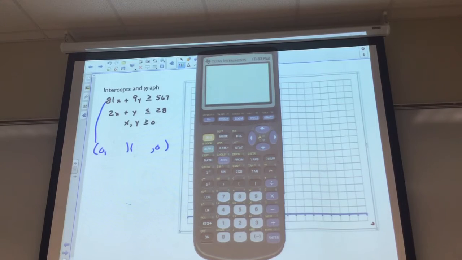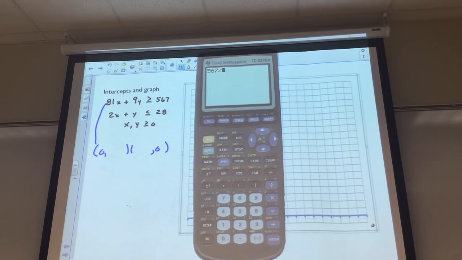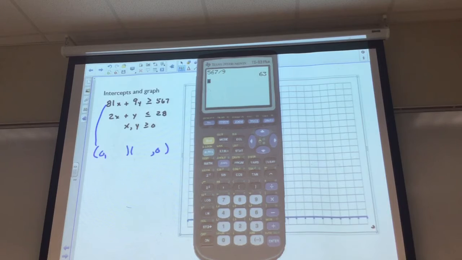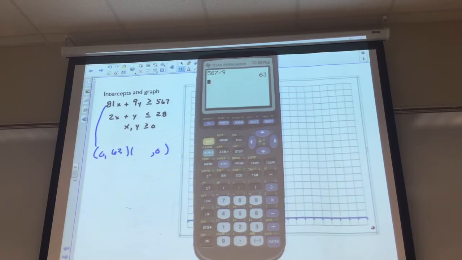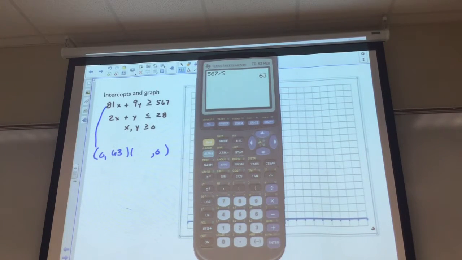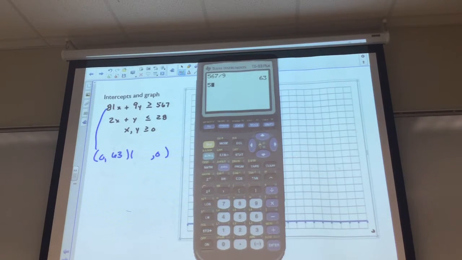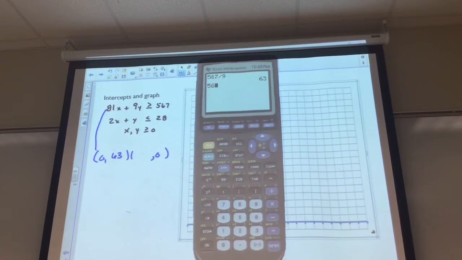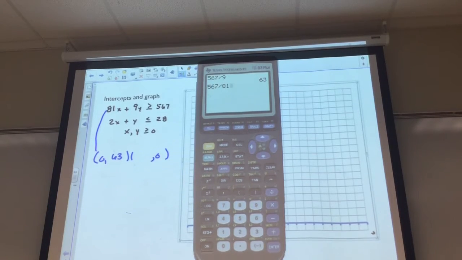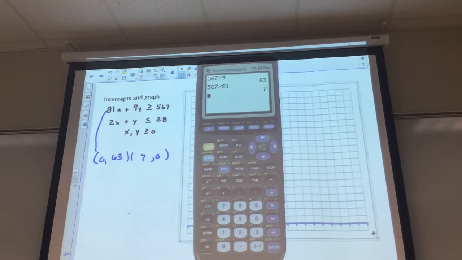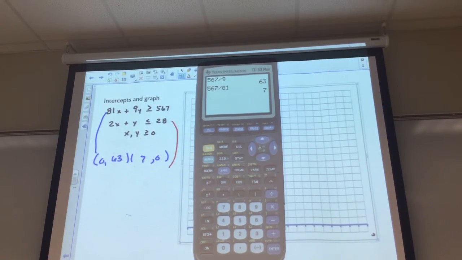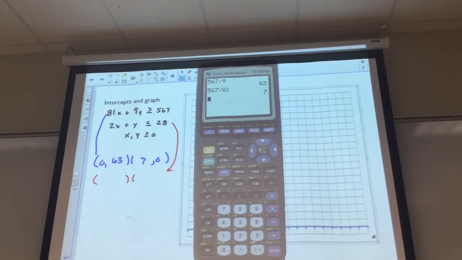So if x is equal to 0, y is doing all the work, which means that we come up with 63 there. If y is equal to 0, then x is doing all the work, and we come up with 7. And because we don't want to get ahead of ourselves, we're going to finish out the intercepts part of the problem first.